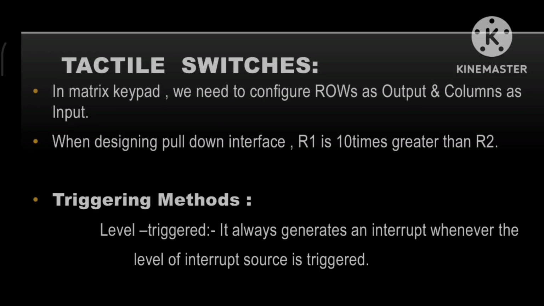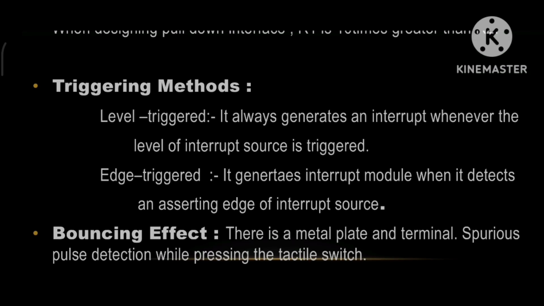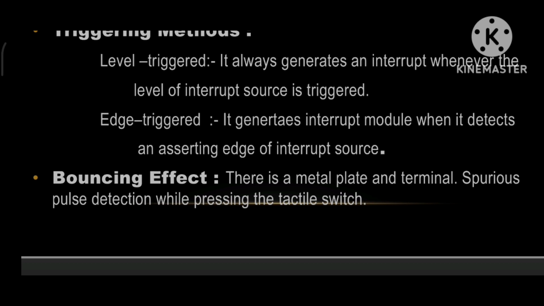Tactile switches. In a matrix keypad, we need to configure rows as output and columns as input. When designing a pull down interface, R1 is 10 times greater than R2. Triggering methods: level triggered always generates an interrupt when the level source is triggered. Edge triggered generates an interrupt when it detects an asserting edge of the interrupt source. Bouncing effect: there is a metal plate and terminal, which suppresses pulse detection while pressing the tactile switch.